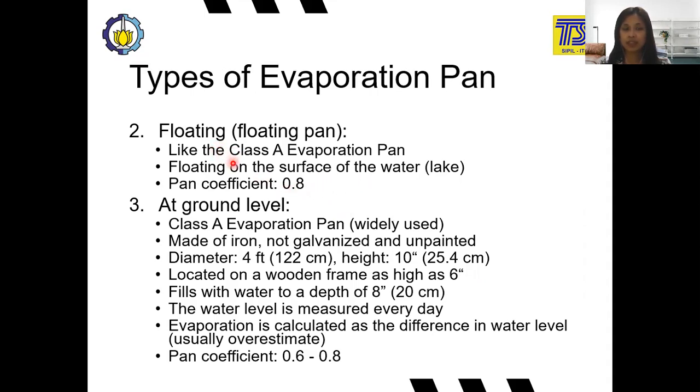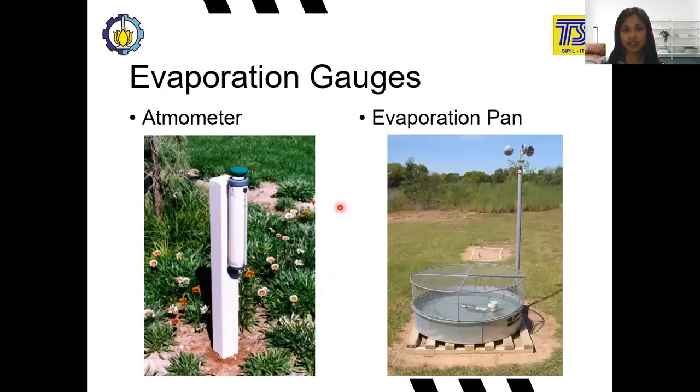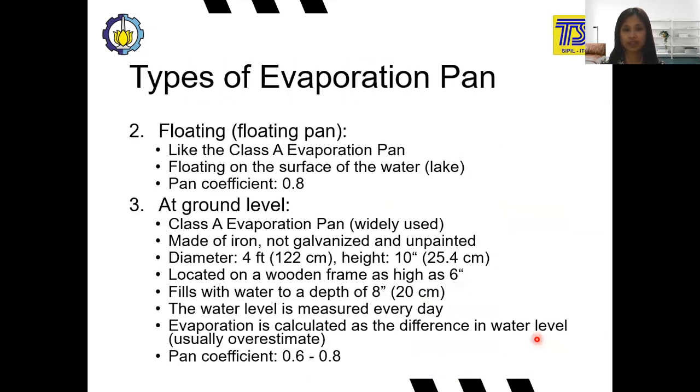This shape is similar to the class A evaporation pan, which is a circular one, and it is floating on the surface of the water or the lake, and it has a coefficient of 0.8. And for the ground level, it is actually what you saw in the previous picture here. This one is the evaporation pond, which is on the ground level. As you can see in the picture, it is located on the ground.